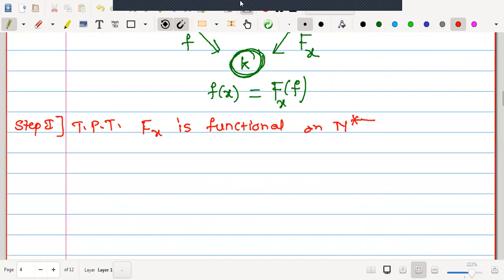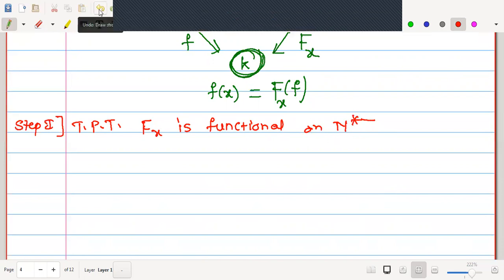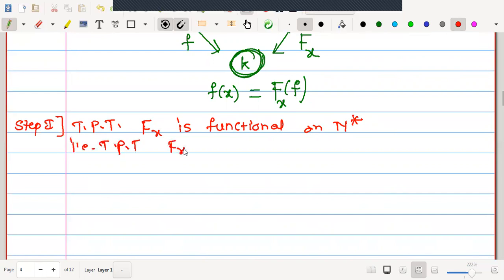Functional on N star, that is in N double star. Okay, that is to prove Fx is linear and bounded on N star. For this, first we will prove linearity and then we will go for boundedness.